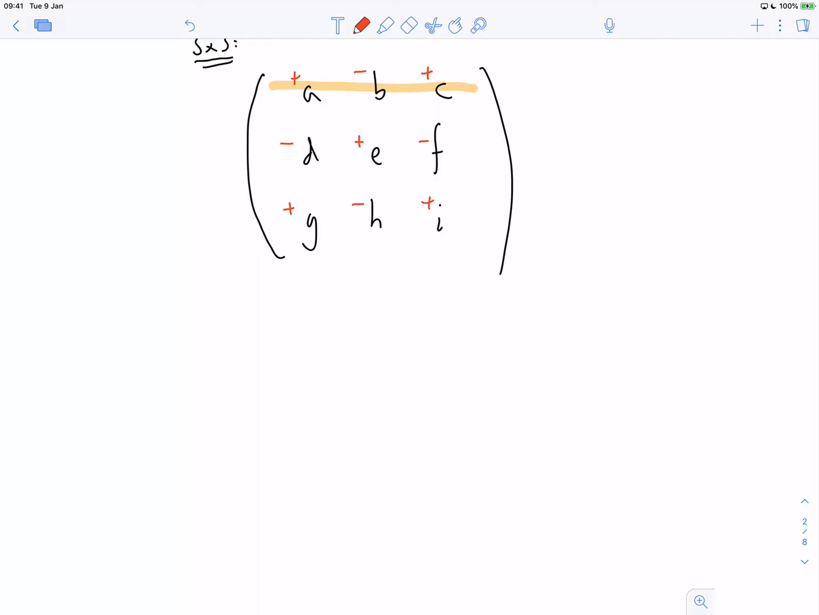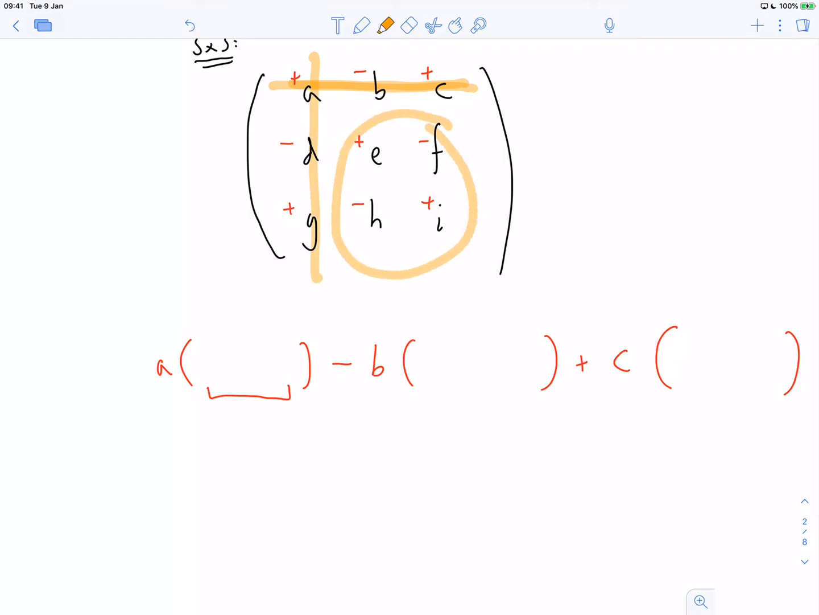Then you're going to have plus A, lots of a determinant, minus B, lots of another determinant, plus C, lots of another determinant. And what goes in this block is going to be the mini determinant, as if you crossed out the A row and the A column. So you've got to find the determinant of this thing. You can ignore the plus and minuses now. So it's going to be EI minus FH.